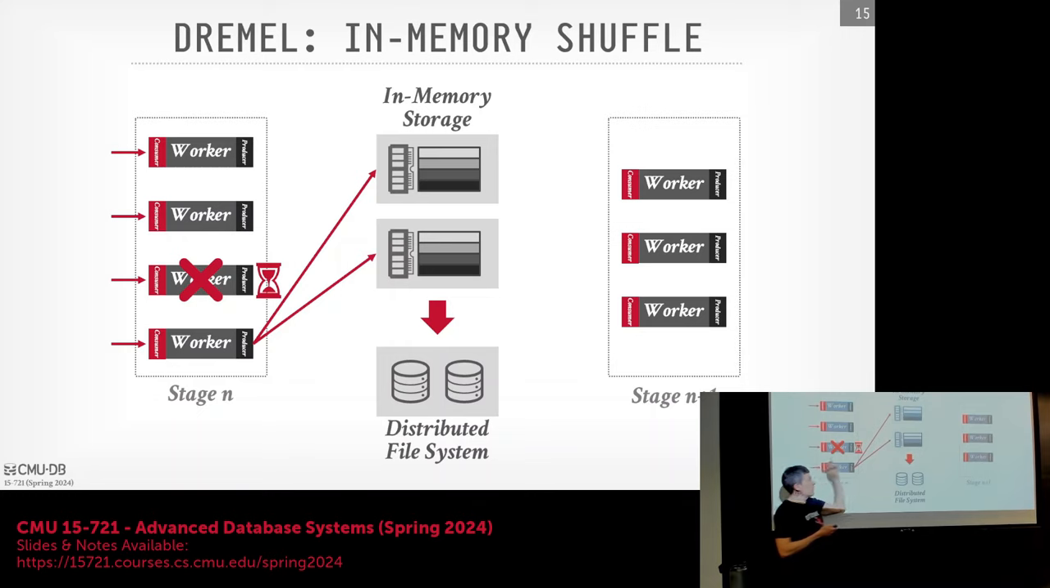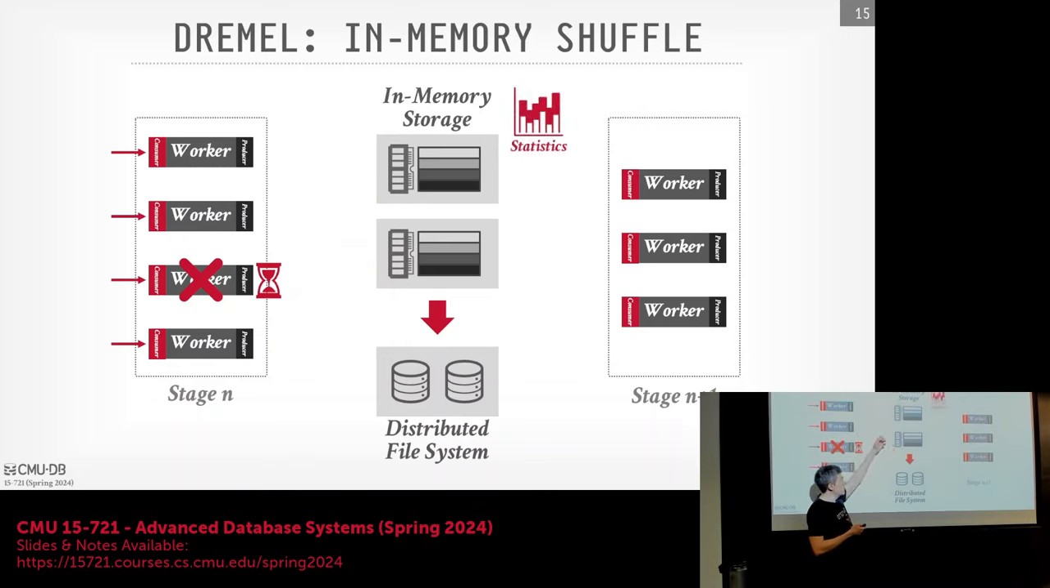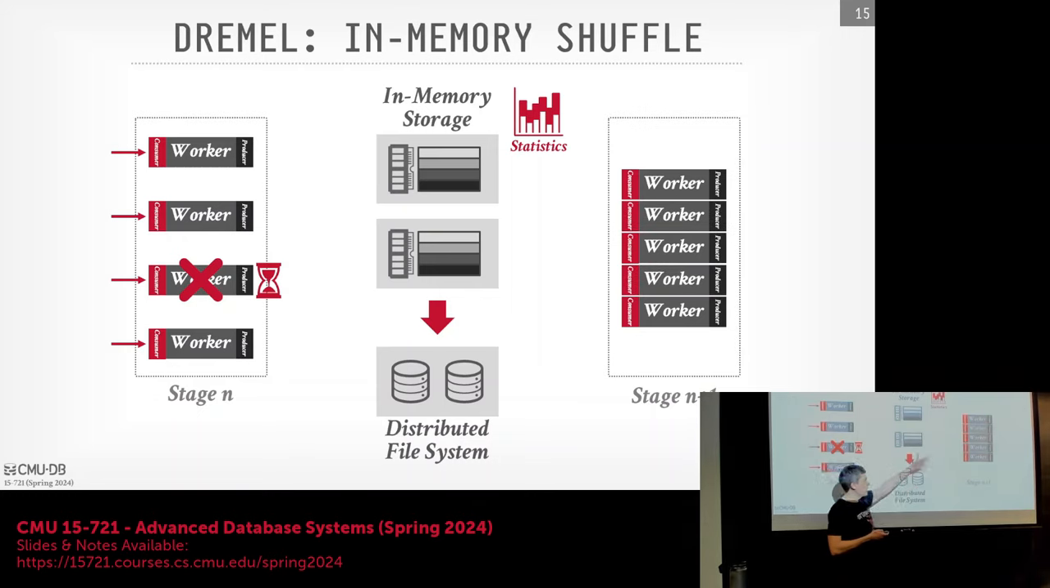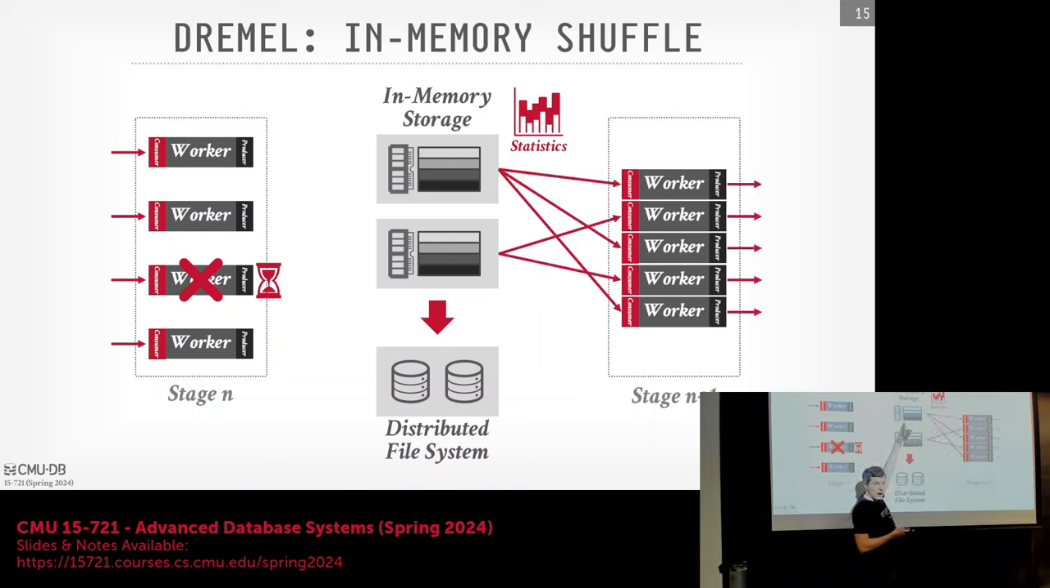And then once I collect all my data in my in-memory storage, in the shuffle storage, I post some information to the coordinator, who can look at the statistics of what the data actually looks like, and then decide based on what the SLA requirements are for the query: do I have too many workers or not enough workers? And then I can, if I want to, regenerate, add more, and I don't have to move any of this data around. I just reassign which worker is going to read what data from the shuffle service.